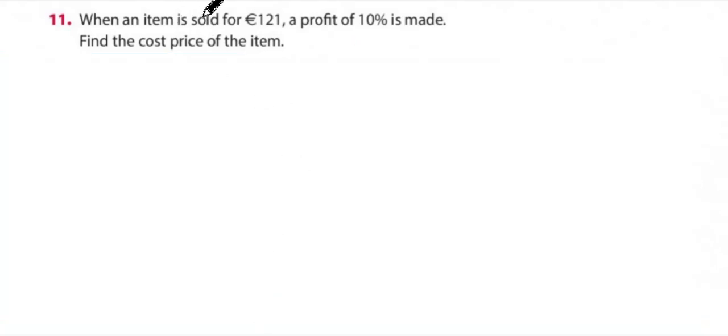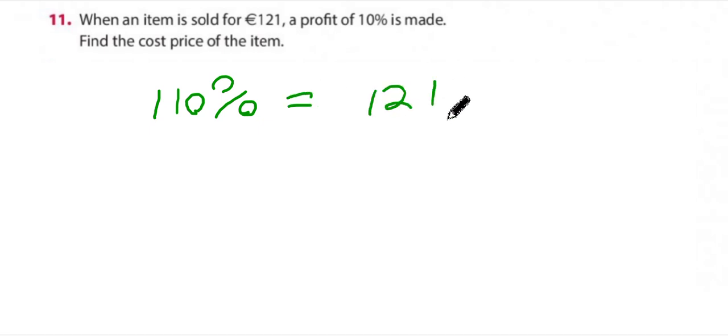Right. An item is sold for €121, a profit of 10% is made. So the fact that you're making a profit means you're actually earning over 100%. So you know that 110% is 121. You want to find out what 1% is. So it's 110 times smaller. So you divide by 110.